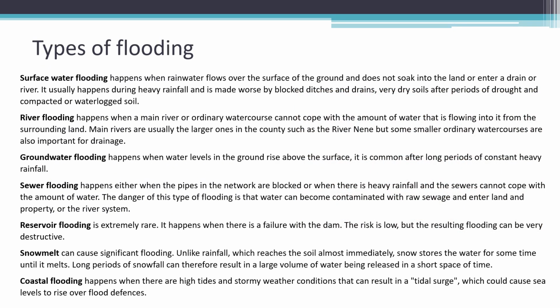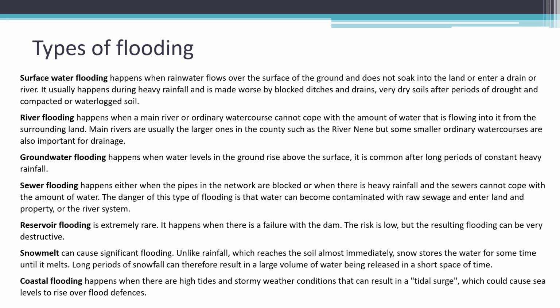Various types of flooding can affect the UK. Surface water flooding is the main source of flooding in Northamptonshire. It happens when rainwater flows over the surface of the ground and does not soak into the land or enter a drain or river. It usually happens during heavy rainfall and is made worse by blocked ditches and drains, very dry soils after periods of drought, and compacted or waterlogged soils.